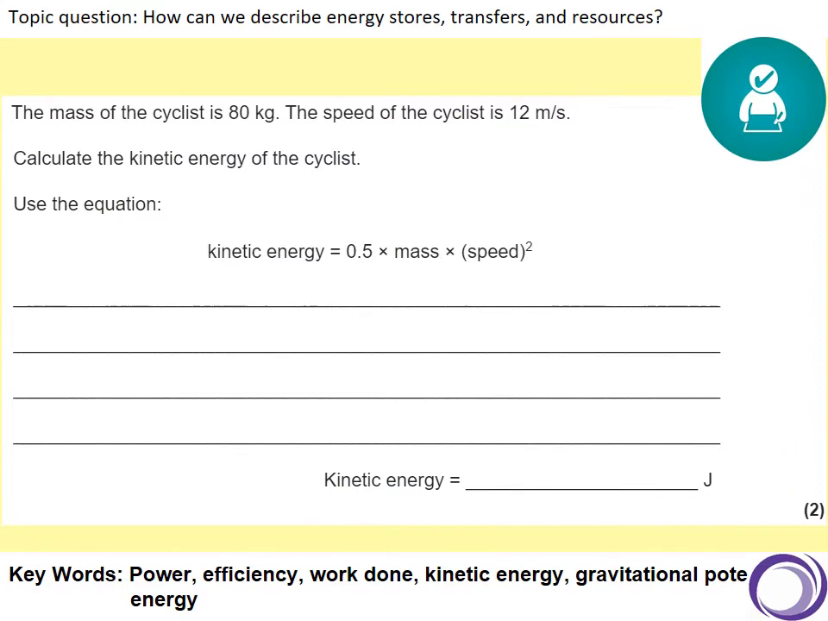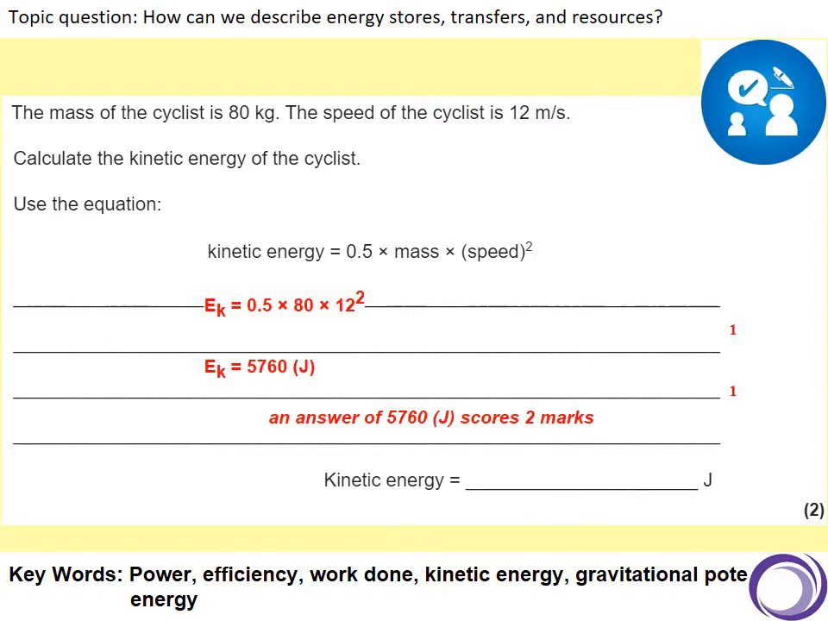So here is an example question. We're giving you the equation to use, so you just need to practice using it correctly. So you have the mass of the cyclist is 80 kilograms. The speed of the cyclist is 12 meters per second. Calculate the kinetic energy of the cyclist using this equation. So you need to decide which number do you think is your mass and which number is your speed. Just remember, don't forget about that square. Pause the video now, get your calculator, have a go at this question, and then play it again when you are ready to see what the answer is.